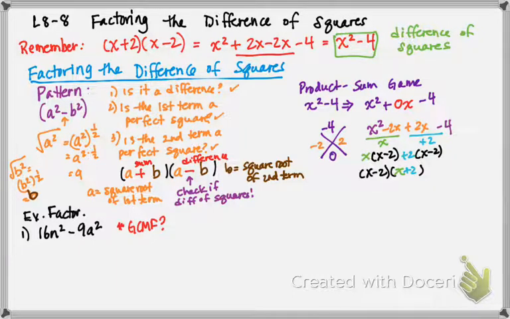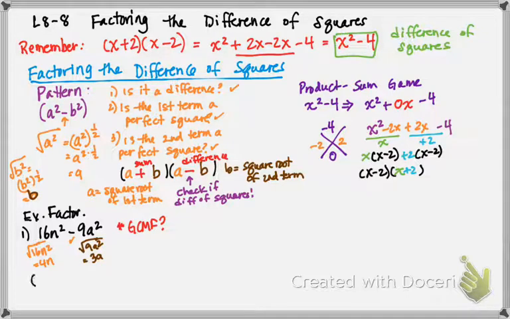So then we're going to check for the difference of squares. So it's a difference. Can I take the square root of 16n squared? And yes, 16 is a perfect square. I get a 4. n squared is a perfect square. I get an n. Can I take the square root of 9a squared? So I'm not worrying about any signs right now, right? So square root of 9 is 3, and square root of a squared is a. Okay.